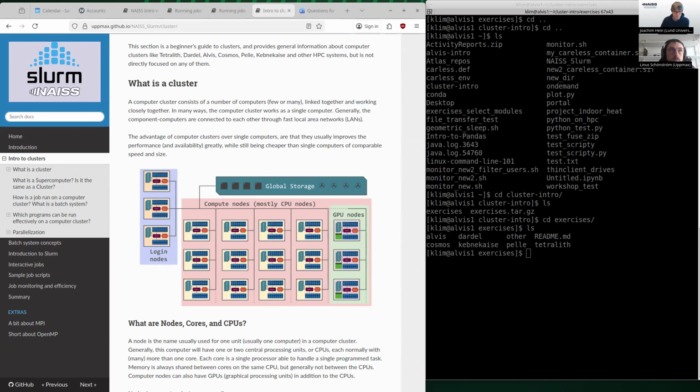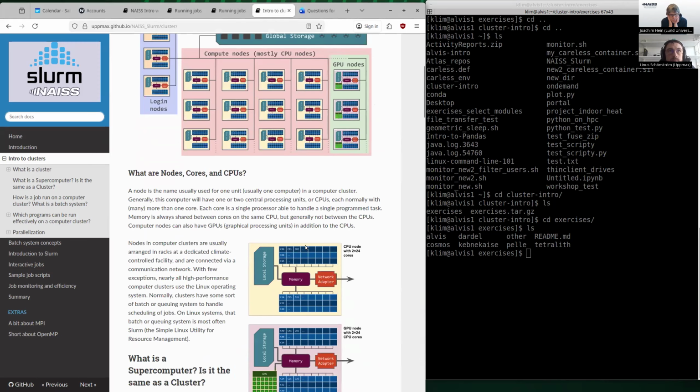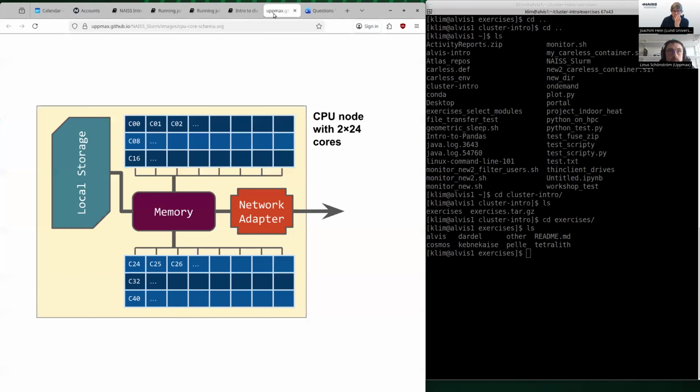If we speak about a node, a node is usually a single unit or a single computer. Maybe we can see this picture. I can zoom in to see what we mean with a single node. For the node, we mean a single computer or unit that can have more than one CPU, which is the central processing unit. And each one of these CPUs can have more than one core. In this example, we see it in the picture.